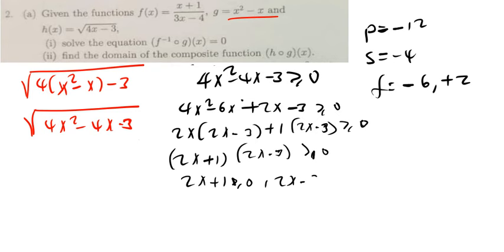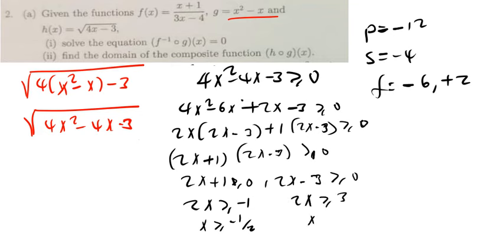2x minus 3 greater than or equal to 0. Shift this one to the other side. 2x greater than or equal to -1. Then x greater than or equal to -1 over 2. What of this one? Shift 3 to the other side. Then x will be greater than or equal to 3 over 2.